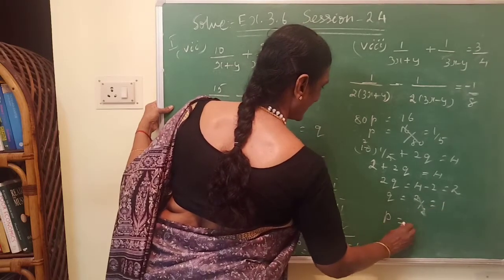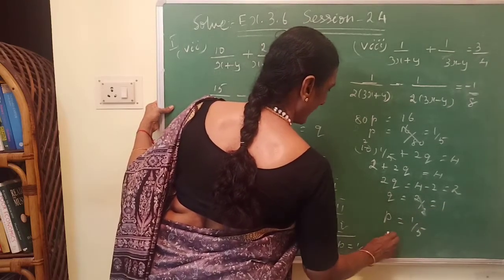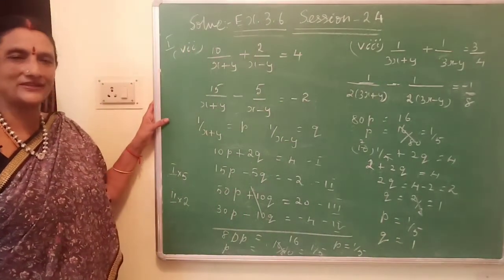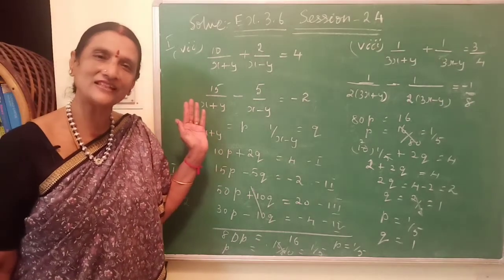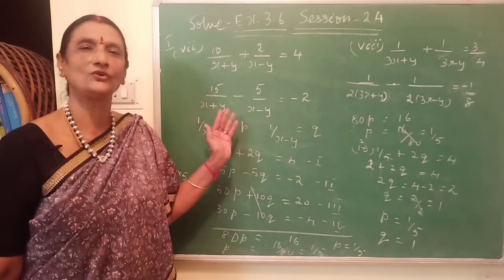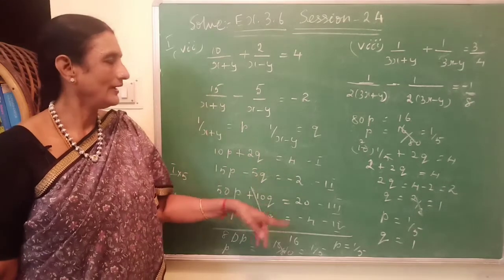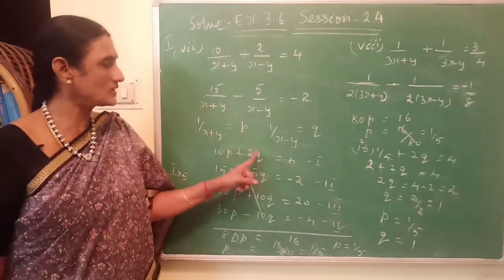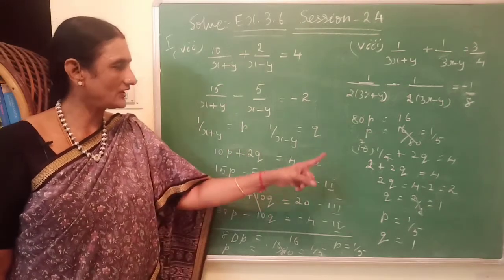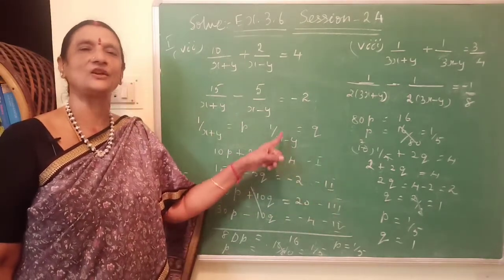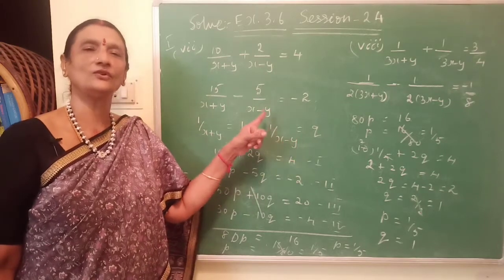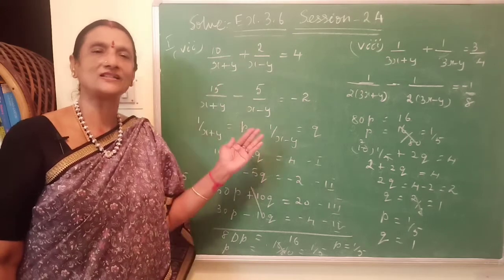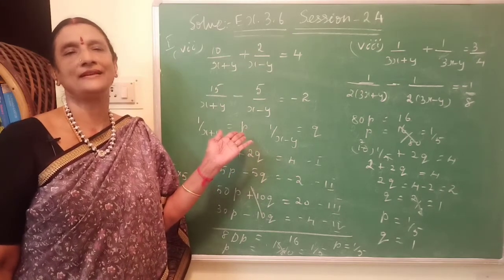Therefore, I have got p is equal to 1 by 5, q is equal to 1. Now, I am going to ask you a question. Is that the solution of this equation? No, we have to go further. How? Your p is equal to 1 by 5 means 1 by x plus y is equal to 1 by 5. q is equal to 1 means 1 by x minus y is equal to 1. Again you get two linear equations which, while solving, we get the value of x and y.